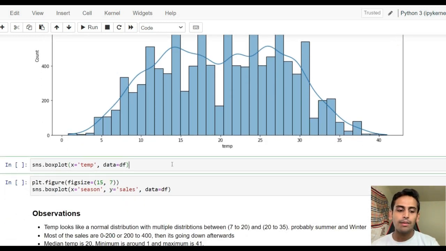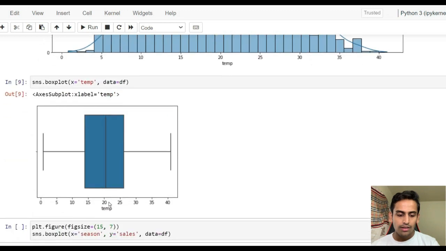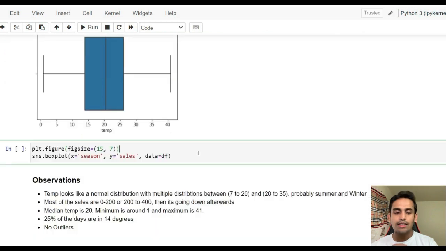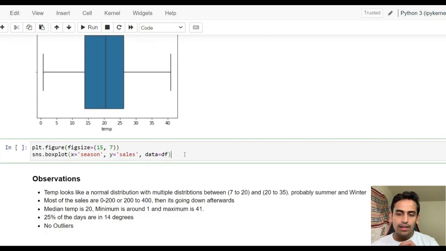And then when I plot the box plot, we can see the median temperature is 20 degrees Celsius. So it means that for 50% of the time, people are coming around the median temperature of 20 degrees Celsius. And the max temperature would be around 40 degrees. Minimum temperature is around 1 to 2 degrees Celsius, and so on. I think what we can do on the box plot is create the box plot across a dimension as well.